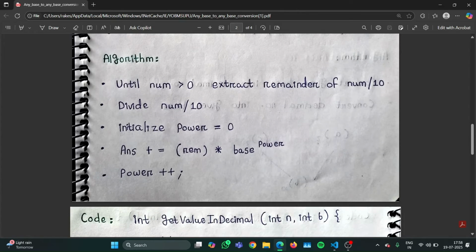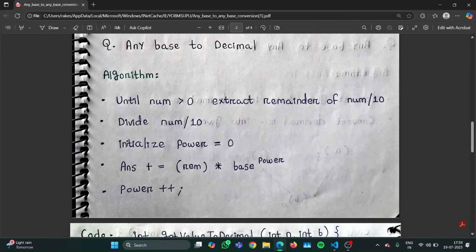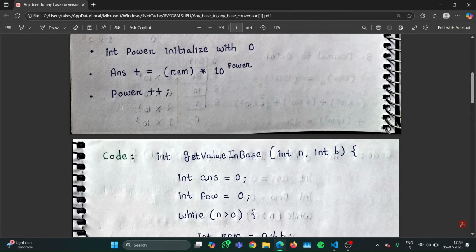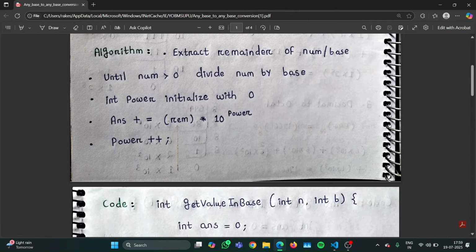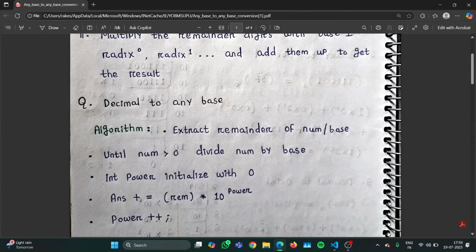you can just add a power variable over here and increment the values of the power. That will be the place value for this particular problem. If you remember in the decimal to any base problem, the place value was power of 10 because the given number was in the decimal number system.